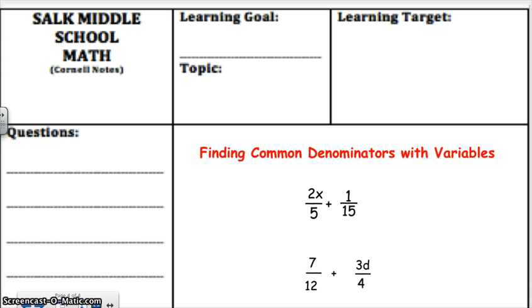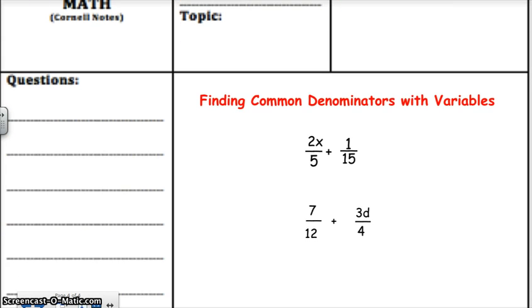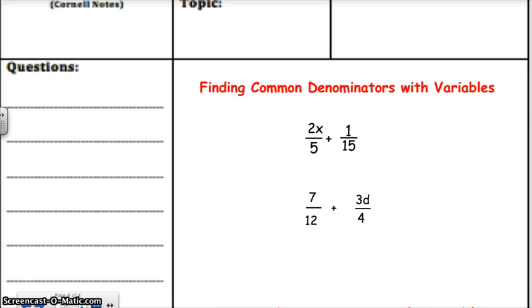Numerical expressions. Finding common denominators with variables. This is where you have to remember you only combine like terms, okay? So I just do it as normal, keeping in mind I only combine like terms. What's a common denominator between 5 and 15? 15. Okay. 5 times what is 15? 3. 2 times 3 is? 6. So I would just write 6x.